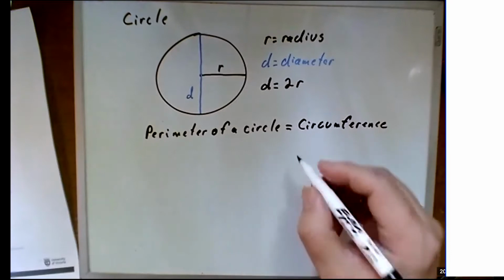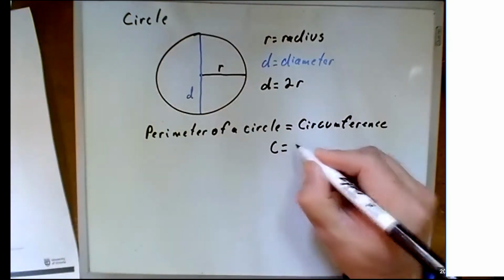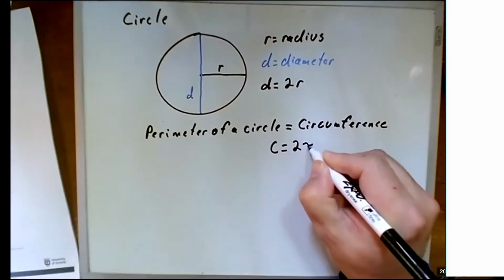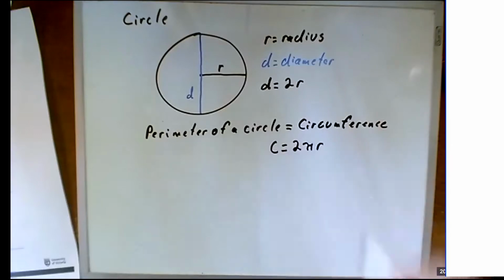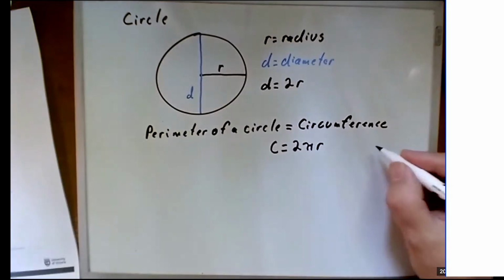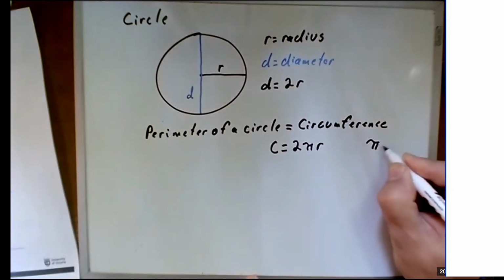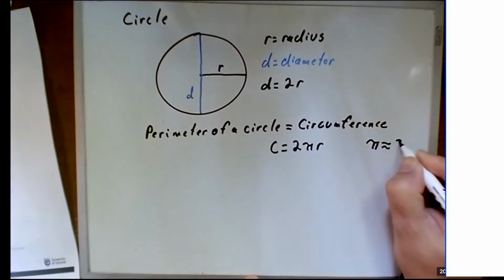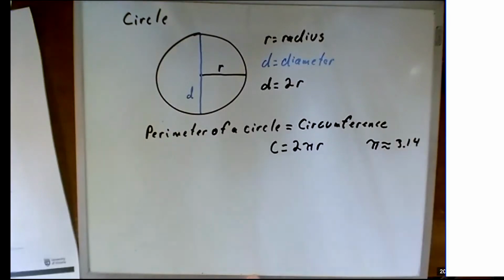And the formula for the circumference of a circle is written two ways. One of them is 2 pi r, where pi for the time being is simply a button on your calculator, or if you don't have a calculator, you can approximate it as the number 3.14. I'll talk more about pi in just a moment.